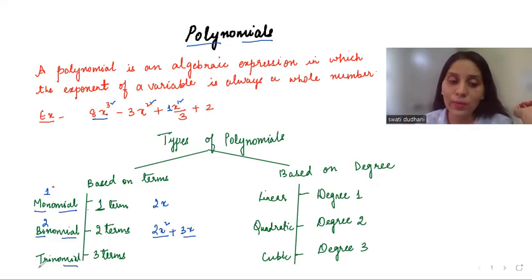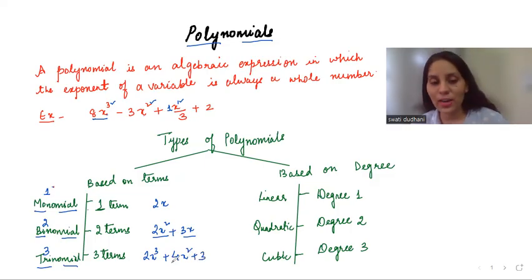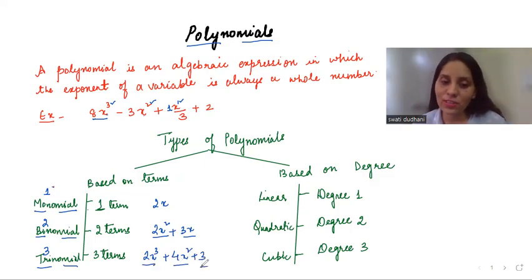Now, trinomial. Tri means three. Three terms are known as trinomial. For example, 2x cube plus 4x square plus 3. This is a trinomial because it consists of three terms. You can also divide the polynomial based on the degree. Degree is basically the power. If my power is 1, then it is a linear polynomial.